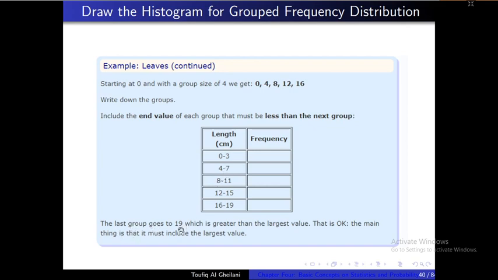The last group goes to 19, which is greater than the largest value, because the largest value in our data is 18. That's okay. The main thing is that we must include the largest value.